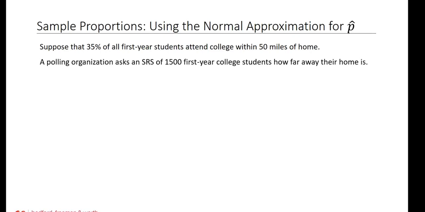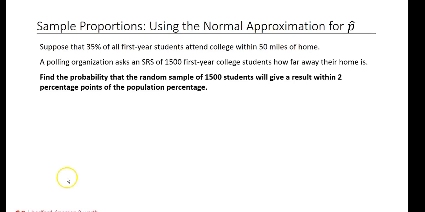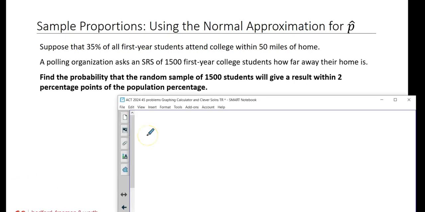Suppose that 35% of all first-year college students attend college within 50 miles of home. The polling organization takes a simple random sample of 1,500 first-year college students, asking how far their home is from them. Find the probability that the random sample of 1,500 students will give a result within 2 percentage points of the population percentage. Okay, so let's try to do this one.